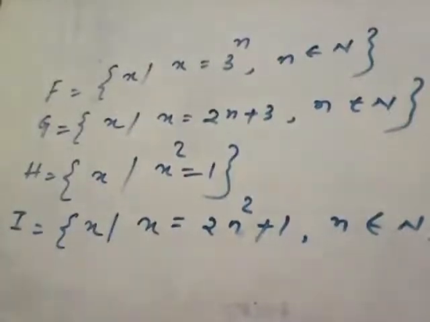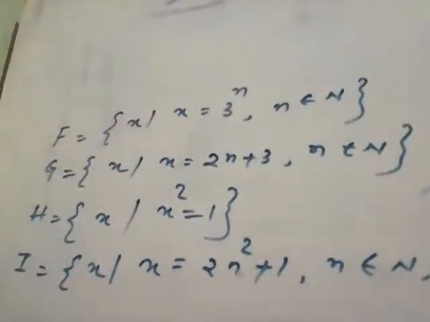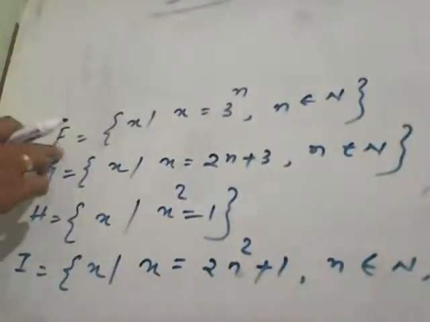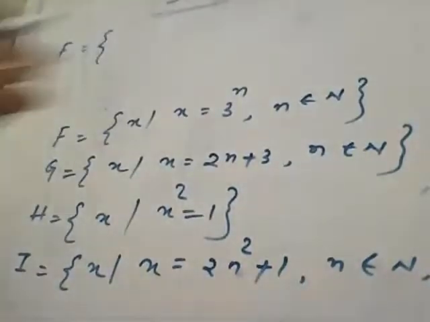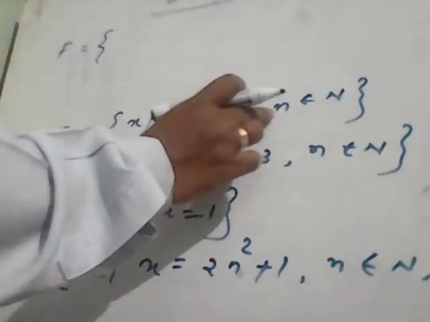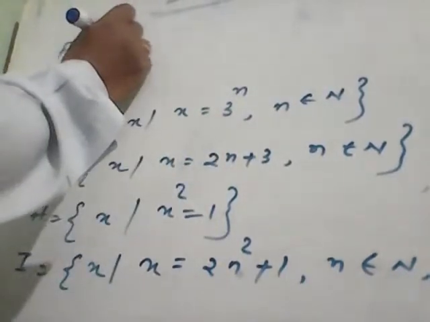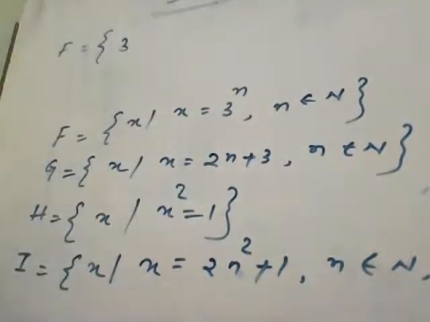So now, first, I'm discussing the first set. If we put n equal to 1, our first answer is coming 3 to the power 1, so it is 3.